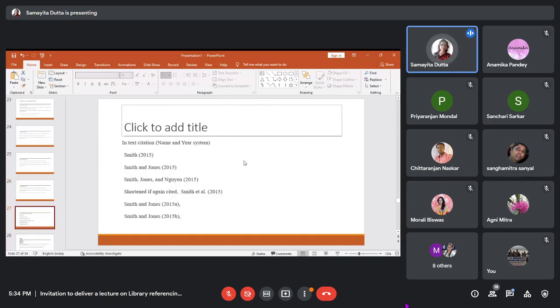In the case of in-text citation, the name author system, we can arrange the authors in this way, as you can see. If the same author has the same publication year for the sources you are citing, then you can consider A, B, this type of consideration you can follow in this type of system.